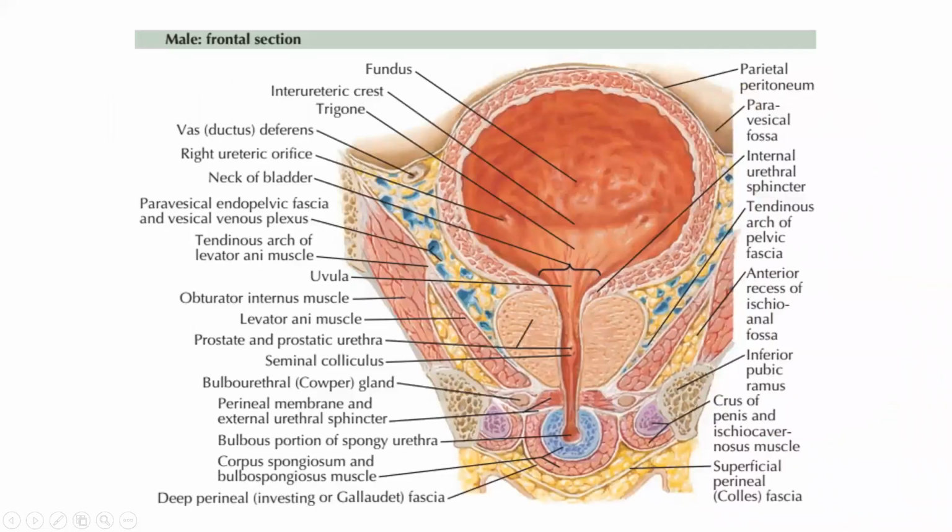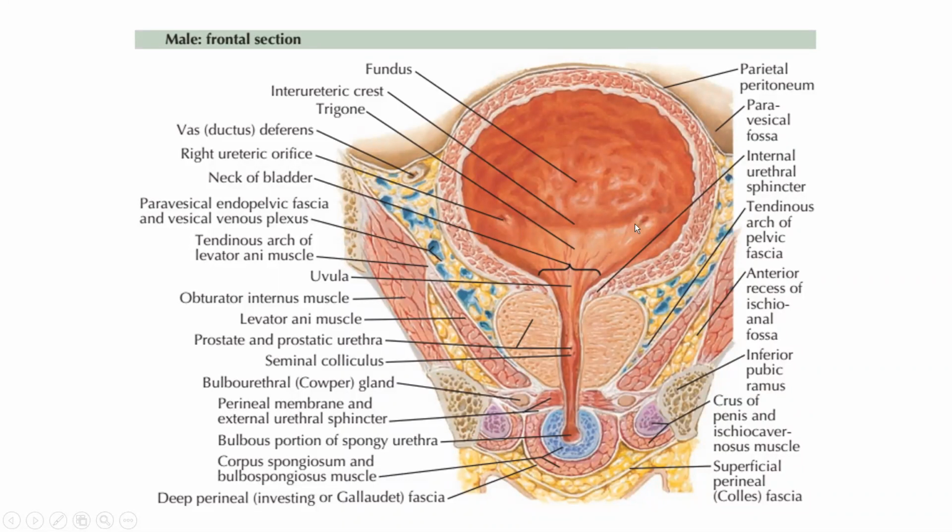This is a coronal section of the bladder. So briefly, this is the fundus of the bladder. This is the perivesical fat, and you have the adventitial layer, and then the detrusor muscle, and then you have the mucosal layer. You have bilateral ureteric orifices at this level.